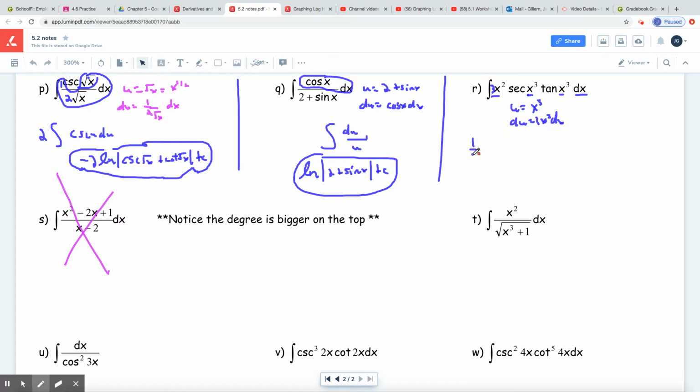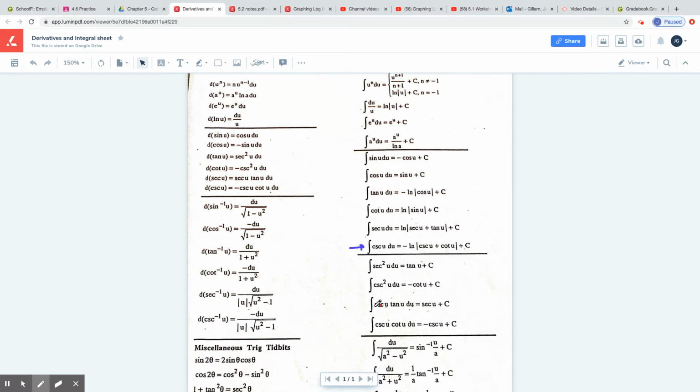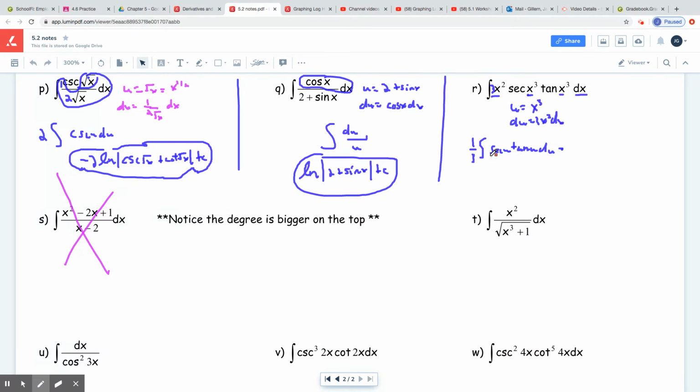So I get 1/3 integral of secant u tan u du. Now, if you don't remember what the integral of secant tangent is, you go to your formula sheet, and it's right here. The integral of secant u tangent u is secant u plus c, right? Which means my answer is 1/3 secant of u, which is x cubed, plus c. And I apologize, my writing is awful today. Not that it's ever good, but I apologize. All right. So there's r.